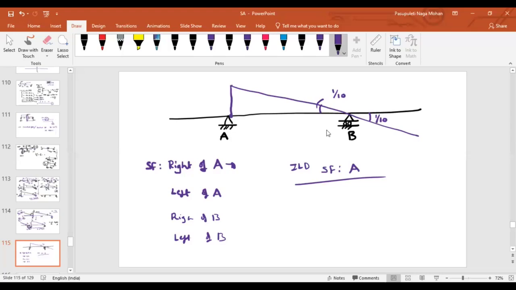Imagine this length is 3 meters, let us say 4 meters. Then what about this ordinate? 0.4. What about this ordinate? As we are considering just to the right of A, what about this total length? We can consider it as 10. And again, what about this ordinate? 1. As of now, any problem, right?